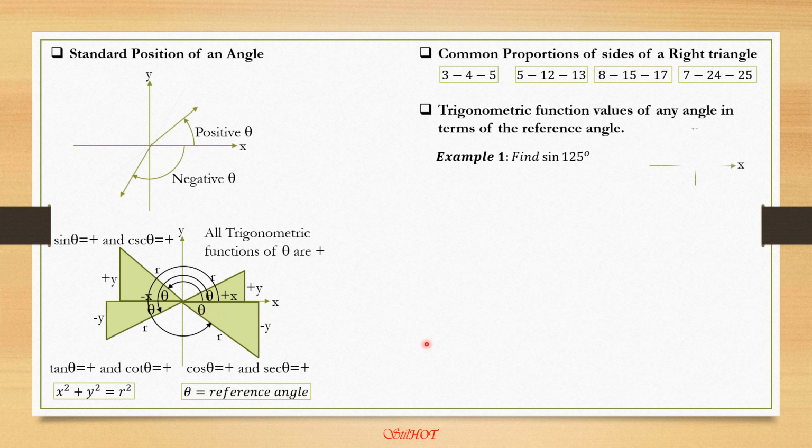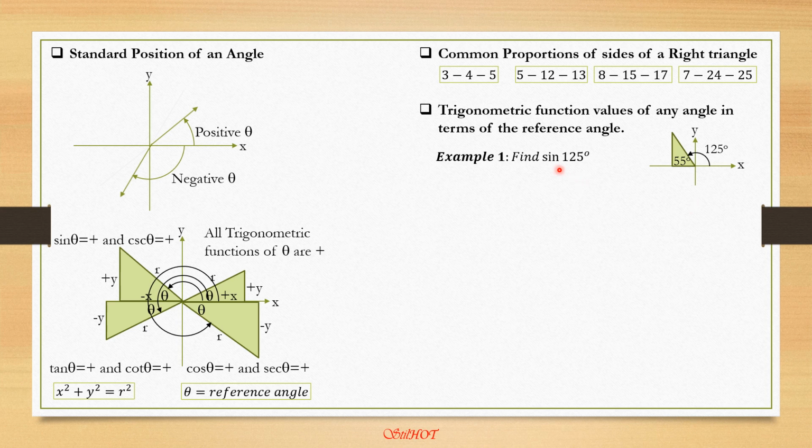125 degrees is in the second quadrant. So that's the triangle, this is 125. And the reference angle, remember, is the angle formed between the terminal side and the x-axis. So this is the negative x-axis, that's the terminal side. If this is 125 degrees, the reference angle is 180 minus 125, and that is 55 degrees.